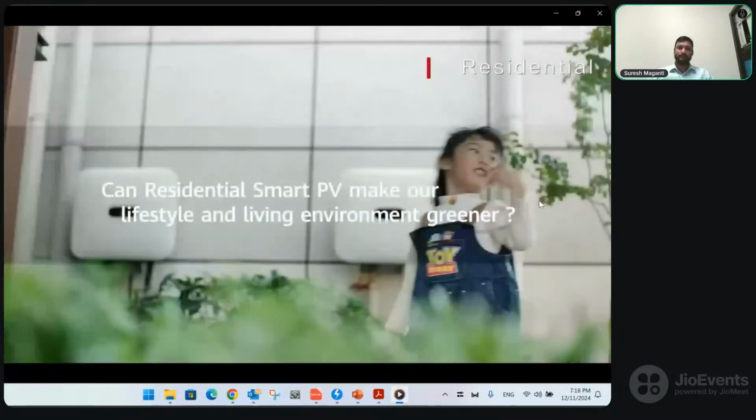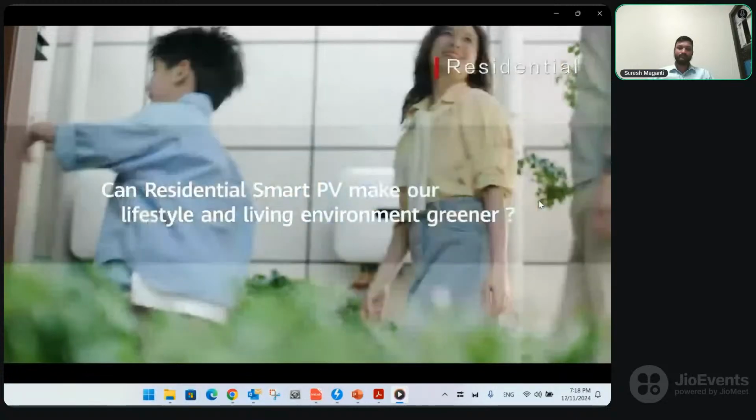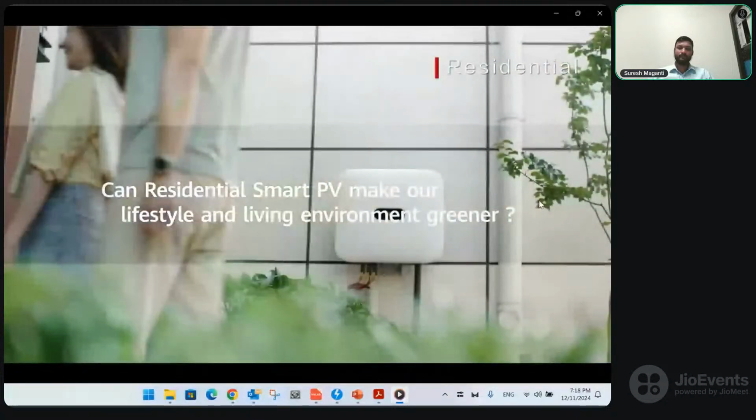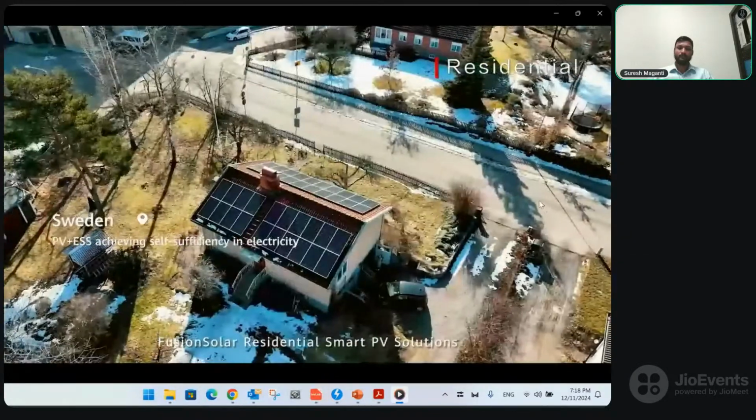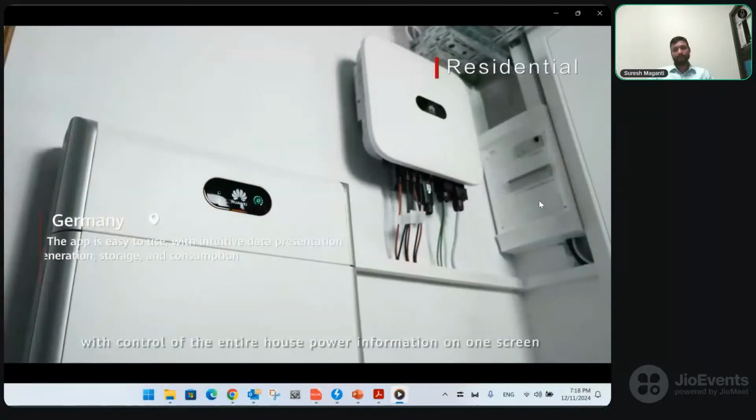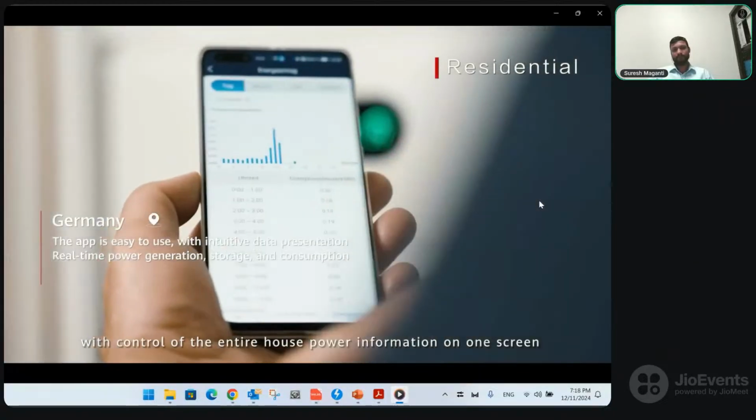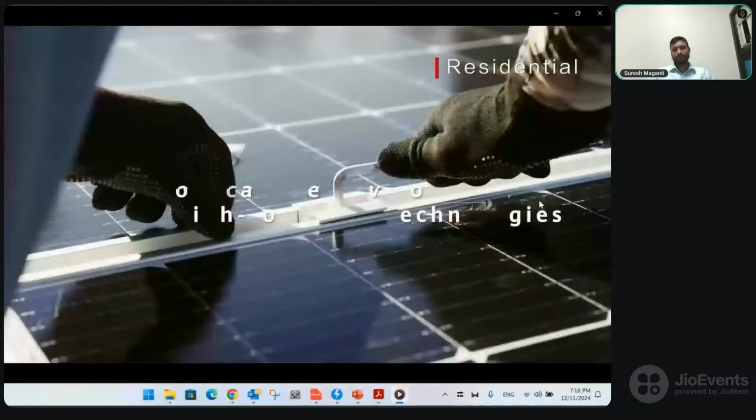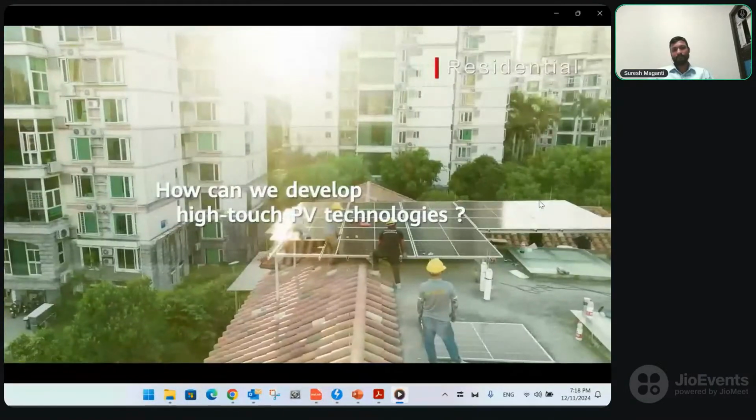Can residential smart PV make our lifestyle and living environment greener? Fusion Solar residential smart PV solutions bring a green digital life with control of the entire house power information on one screen. How can we develop high-touch PV technologies?